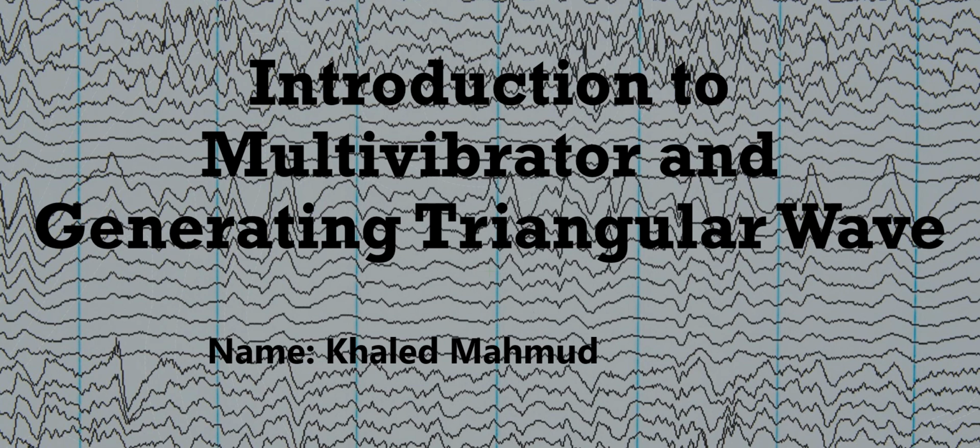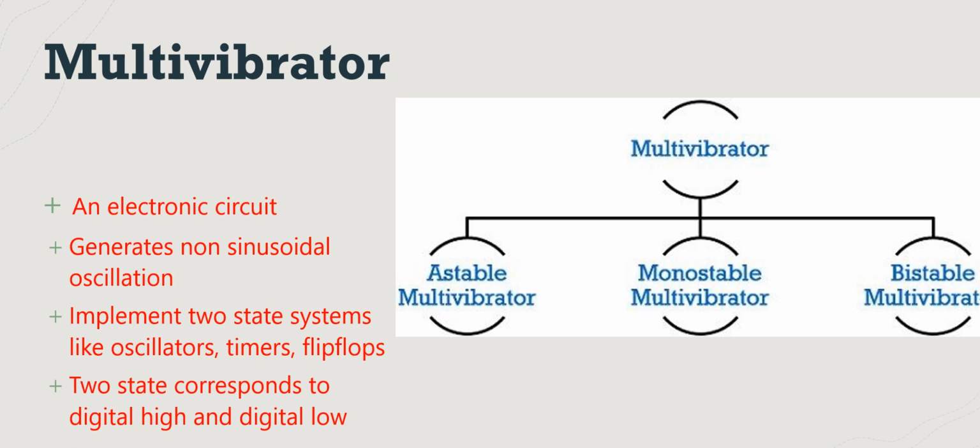Today I will give basic concepts on multivibrator and how to generate triangular wave using this multivibrator concept. So what is multivibrator? Multivibrator is an electronic circuit and we can generate non-sinusoidal oscillation with it and implement two-state systems like oscillators, timers, flip-flops. When I say two-state, I mean digital high and digital low.